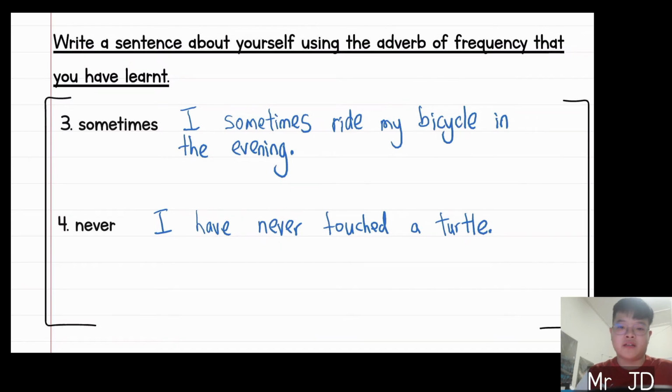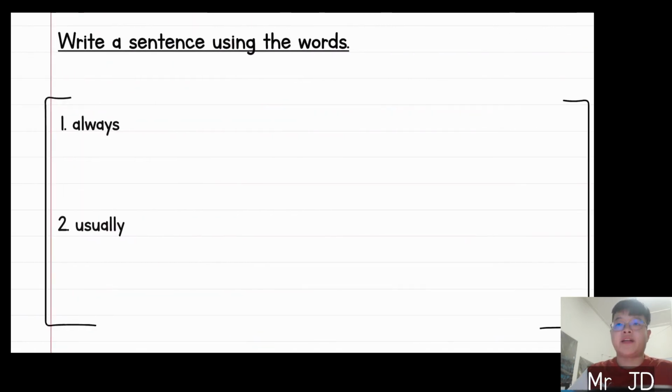Let's look at the second activity. Alright, let's look at the second activity. The second activity says, write a sentence using words. So this means you don't have to use I. You can use you, you can use we, you can use he, you can use she, you can use they. You can use any words that you want. You can even use a person's name. So for example, always. Let's say Mr. Ali.